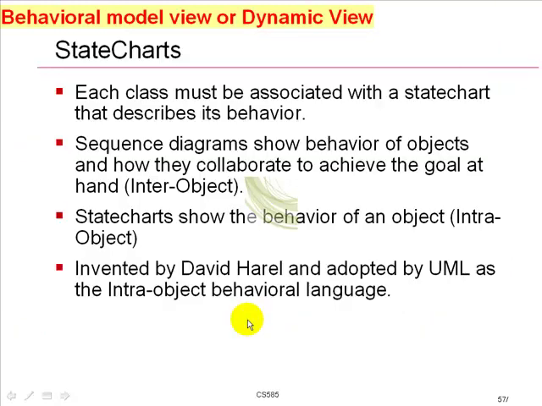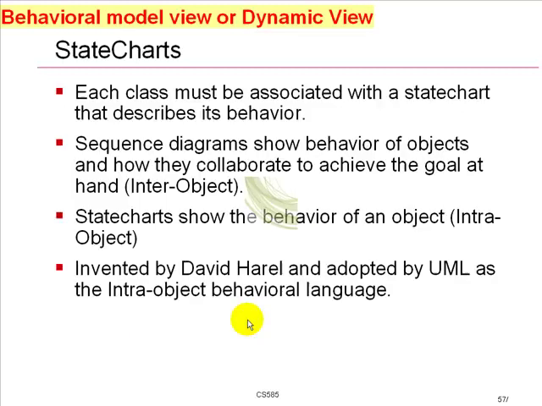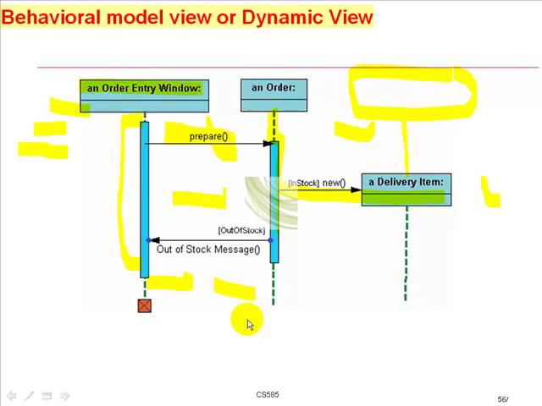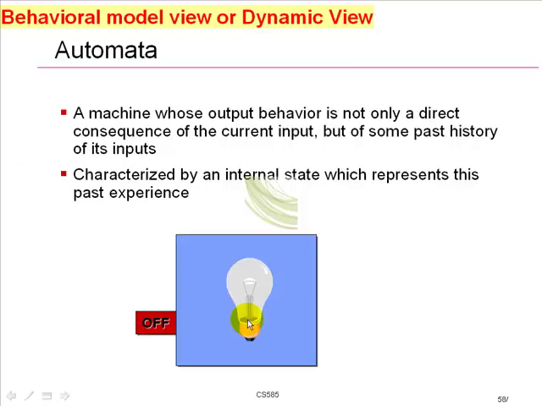Okay? All right. Let's talk about state charts. State charts were invented by David Harel. They were called state machines before UML, and then UML adopted them as the dynamic behavior description for one object. If you notice, a sequence diagram involves multiple objects. It describes the behavior between multiple objects. A state chart diagram is mainly used to represent one object's behavior.